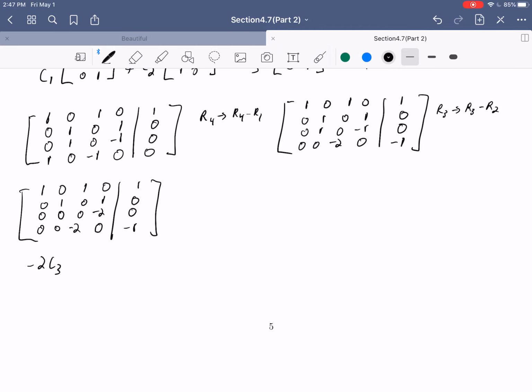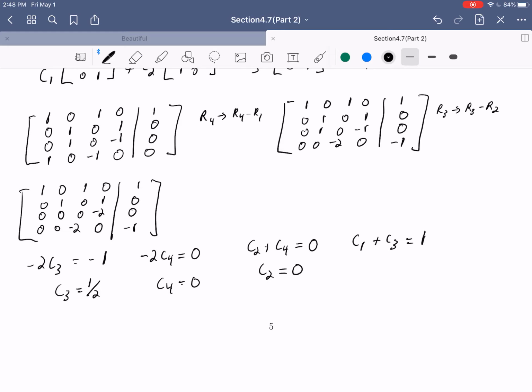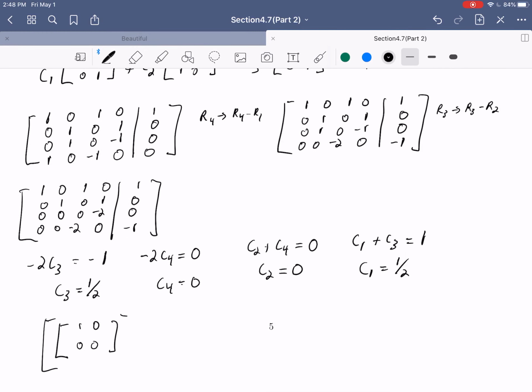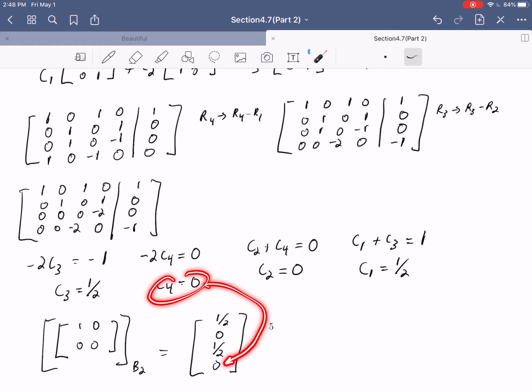So we should get that negative 2C3 needs to be negative 1, which immediately gives us that C3 is 1/2. We should also get that negative 2C4 is 0, which means that C4 is 0. Then we should get C2 plus C4 is 0. Since C4 is 0, this means that C2 is also 0. And then we should get that C1 plus C3 is equal to 1. Since C3 is equal to 1/2, C1 should be equal to 1/2. So this tells us that 1, 0, 0, 0 in terms of B2 is actually equal to the components 1/2, 0, 1/2, 0. This is where we have to be careful since I solved these out of order. I have to make sure that this guy ends up at the end and this guy ends up in the third spot. Okay, so that's the first one.